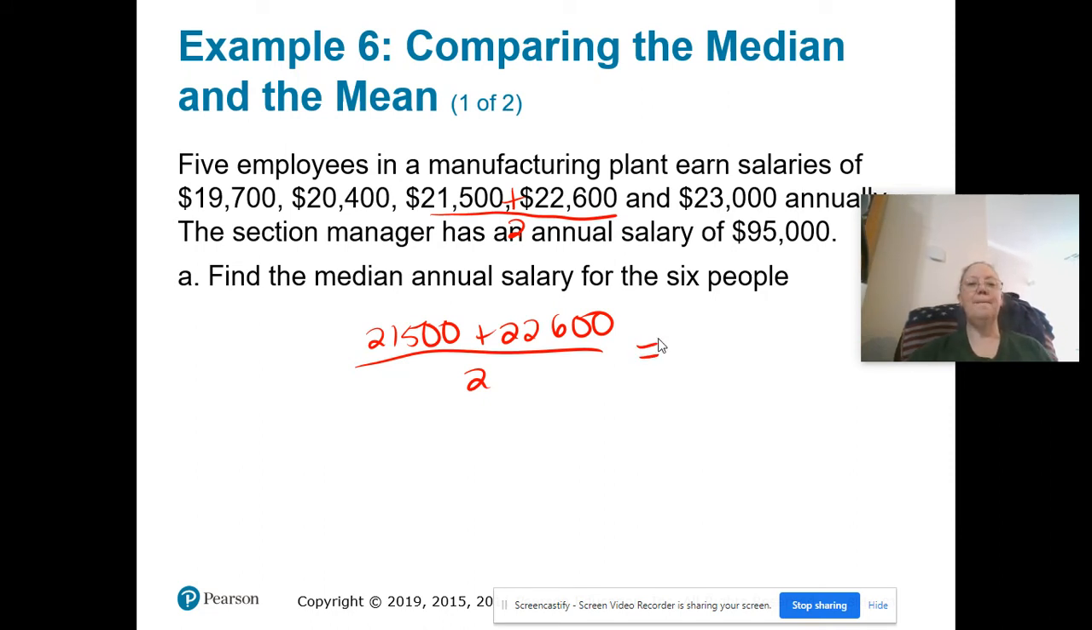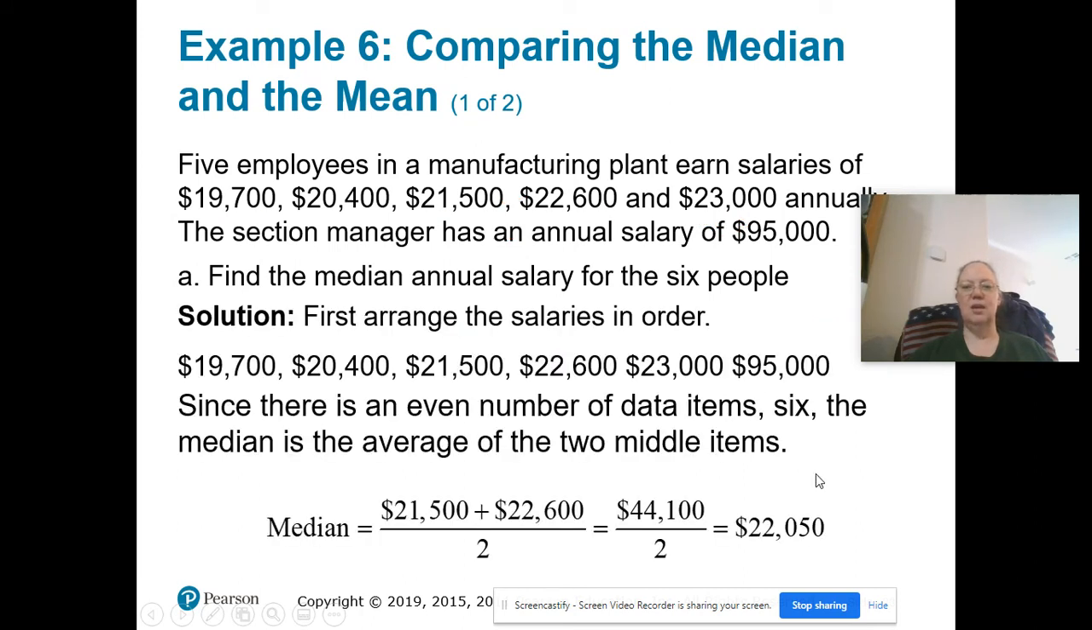That will give us the median. So 21.5, 22.6, add those together and divide by 2, which will give me 22,050. All right, that sounds about right. If we look at all of our salaries, you would expect the average person to get paid about $22,000. Some people make less, some people make a little bit more, but 22,000 is about right.